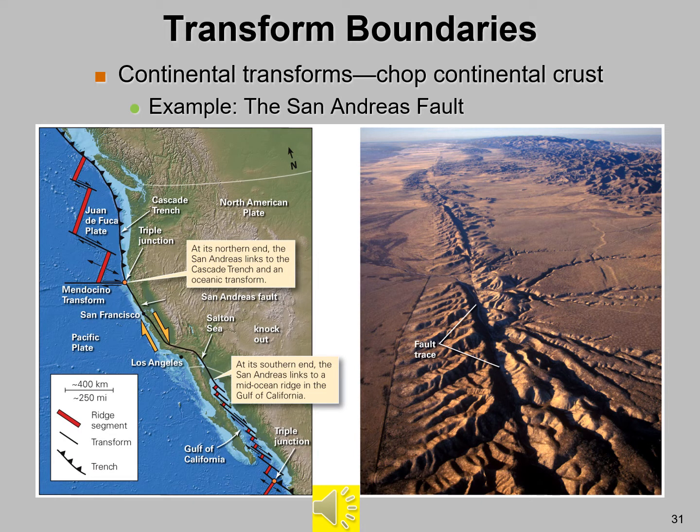Not all transform boundaries link ridge segments, and not all transform faults occur in oceanic lithosphere. A few cut across continental lithosphere. The San Andreas Fault, for example, which cuts across western California, defines part of the boundary between the North American plate and the Pacific plate. The portion of California that lies to the west of the fault, including Los Angeles, is part of the Pacific plate, while the portion that lies to the east of the fault is part of the North American plate.